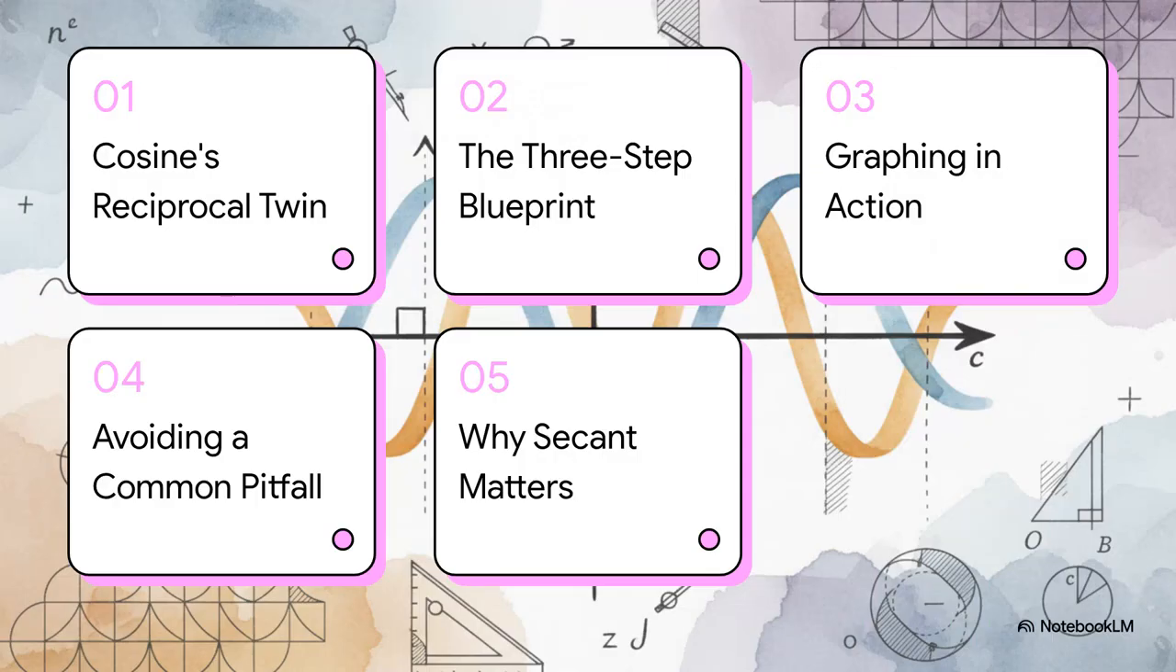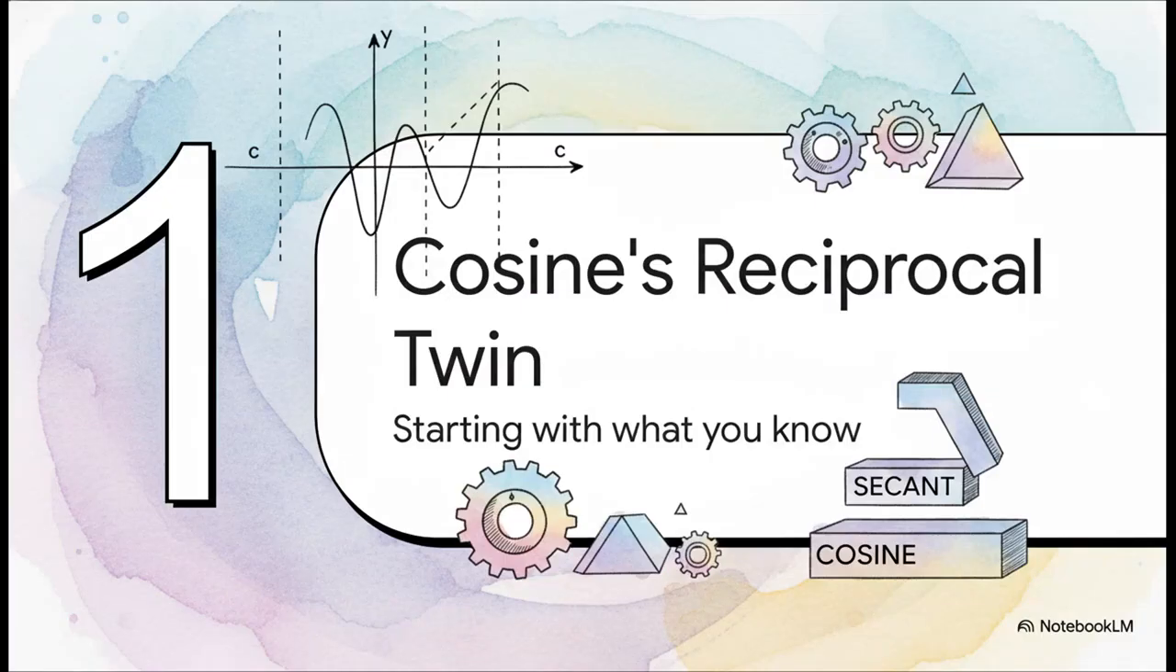So, here's our game plan. First up, we're going to uncover secant's true identity as cosine's reciprocal twin. Then I'll show you a simple 3-step blueprint that makes graphing it an absolute breeze. After that, we'll put our blueprint to the test, I'll show you how to sidestep a really common pitfall, and finally, we'll discover where this seemingly abstract function actually shows up in the real world. All right, let's kick things off with Section 1, cosine's reciprocal twin.